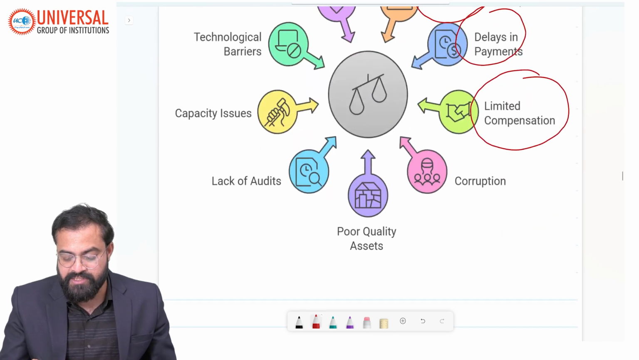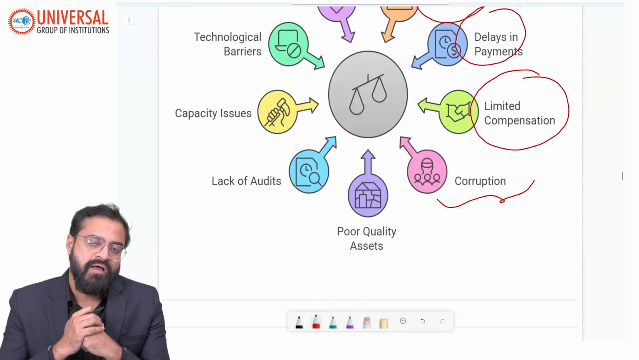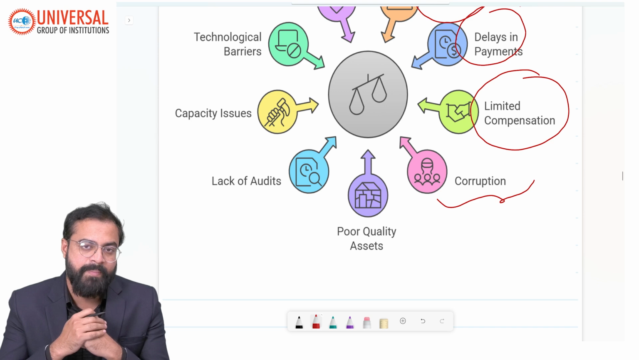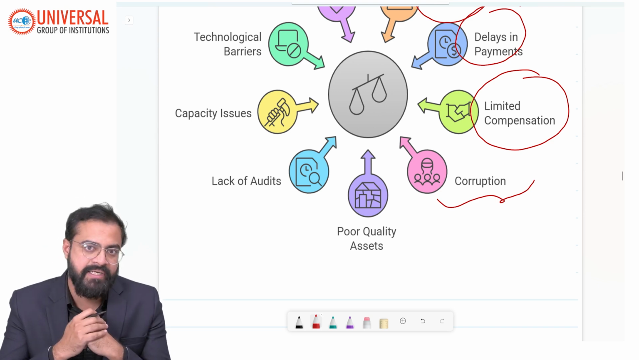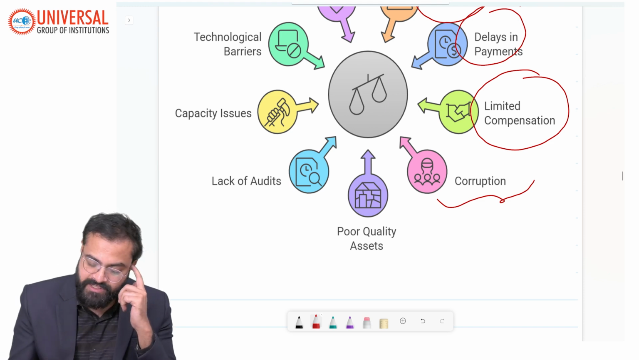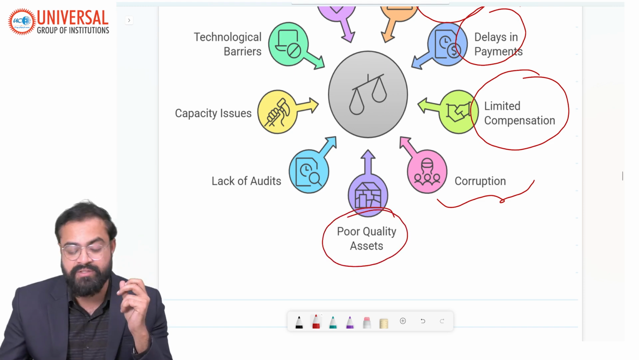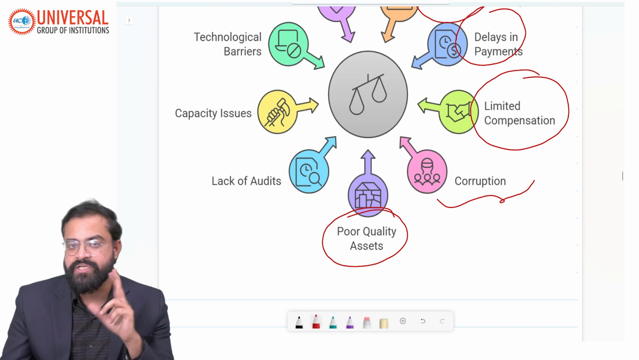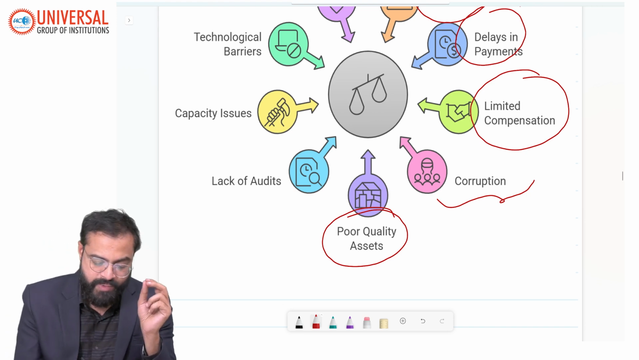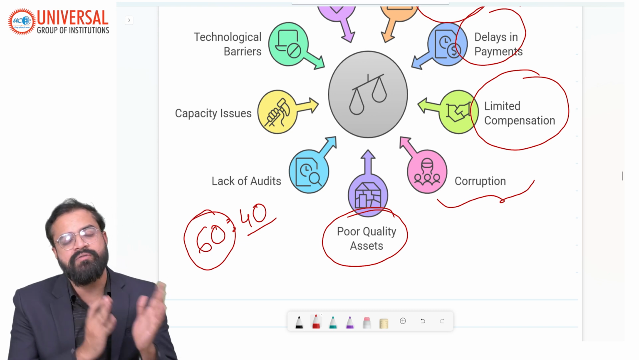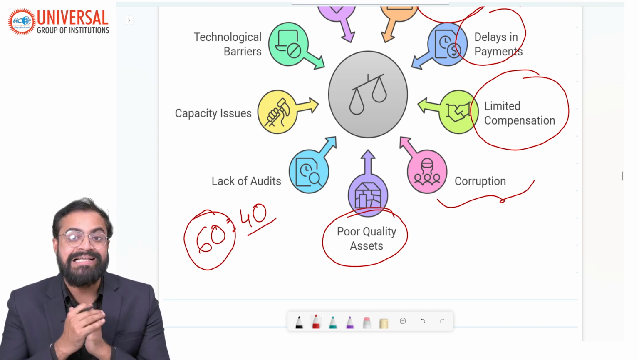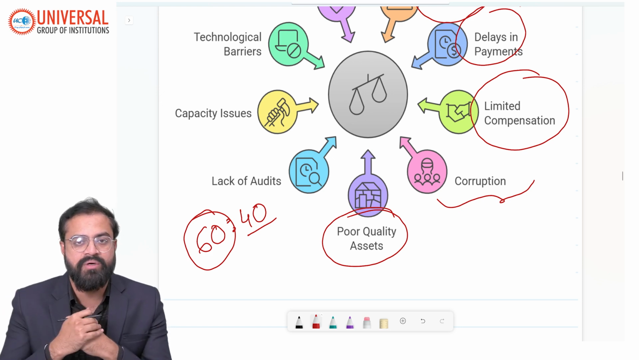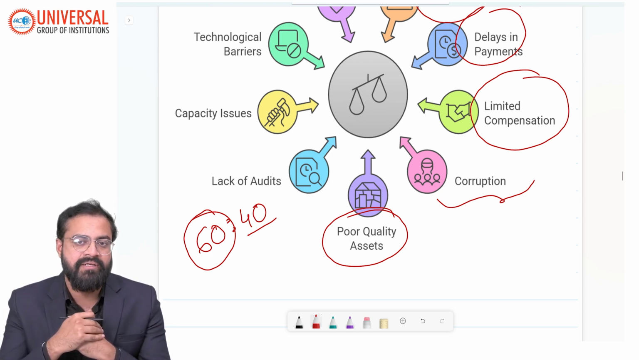Corruption and leakages is another aspect. I mean, we see more and more bogus job cards being issued. Bogus bills are being presented. So that is another. Poor quality of the assets. Look, if you look at the materials to wage ratio, even though it is 60 is to 40, within this 60% of the material cost, we are not able to build quality durable assets which can act as a multiplier effect in the rural areas.